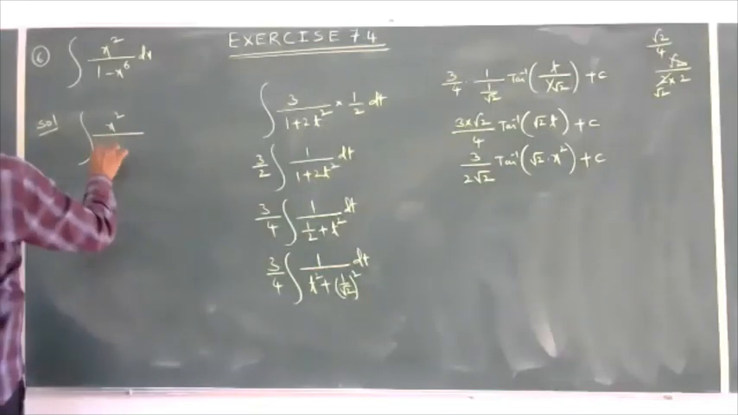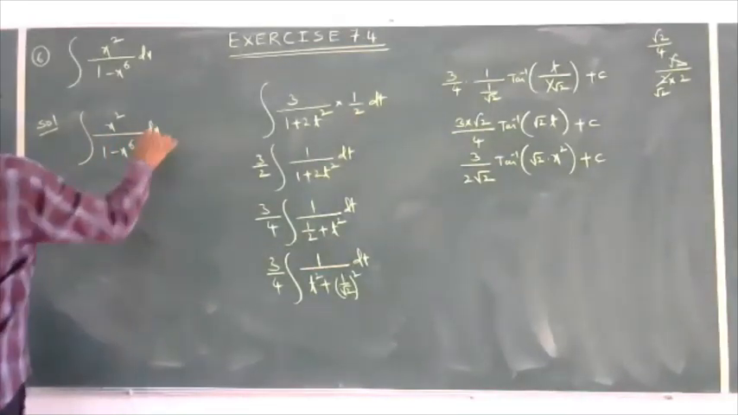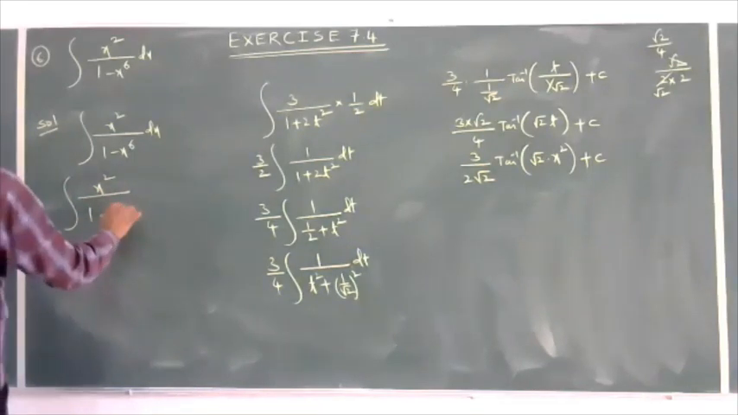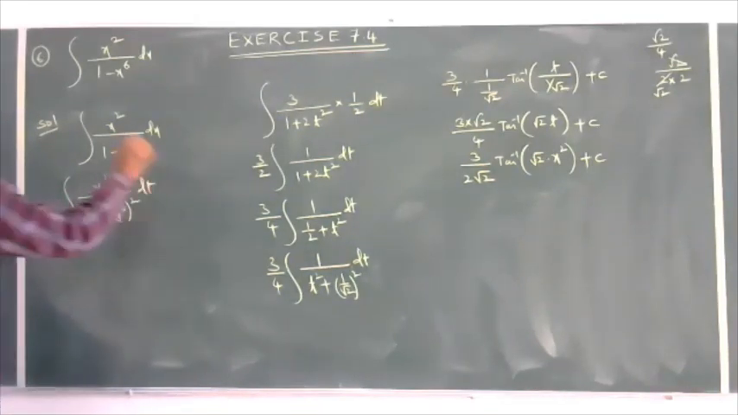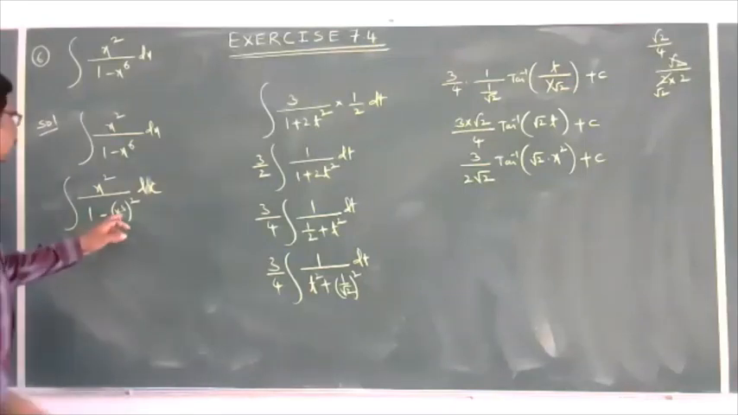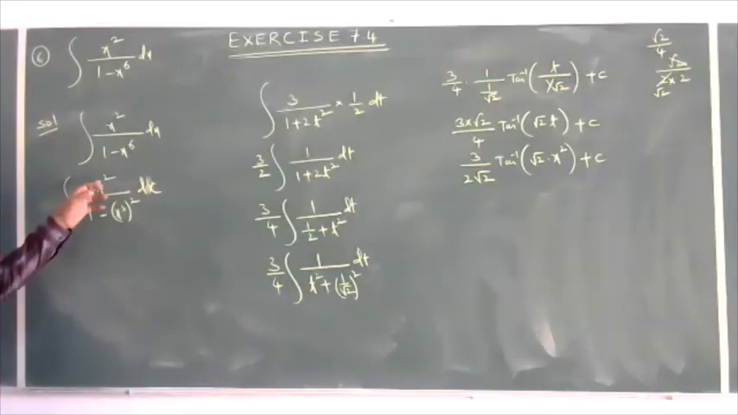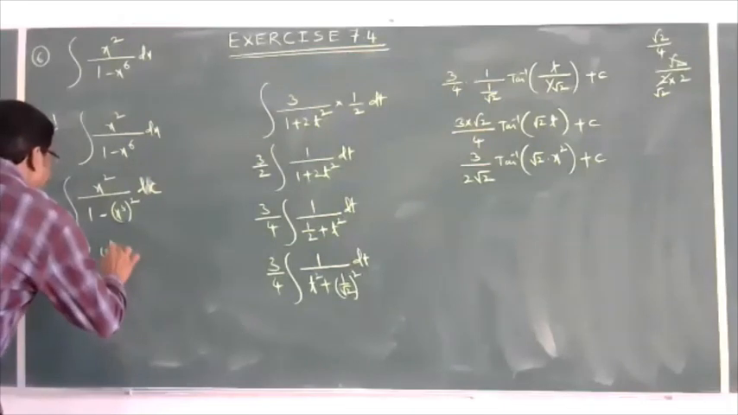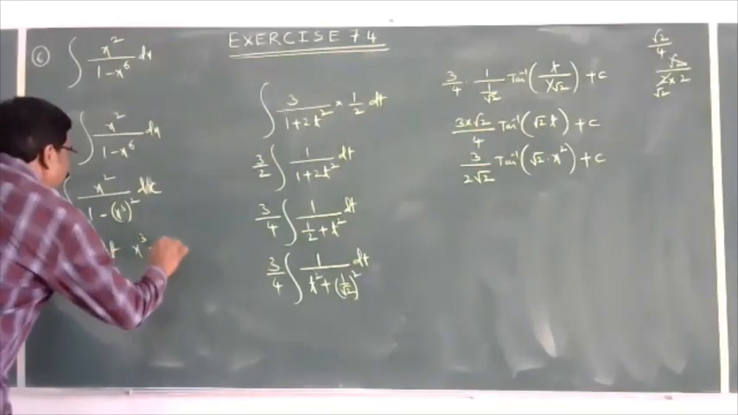Solution. Integral x square by 1 minus x power 6 dx. That is integral x square by 1 minus x cube whole square into dx. X power 6 is x cube whole square. Then we get x cube derivative is 3x square. That's why you write x power 6 as x cube whole square. Then consider, let x cube is equal to t, substitution.